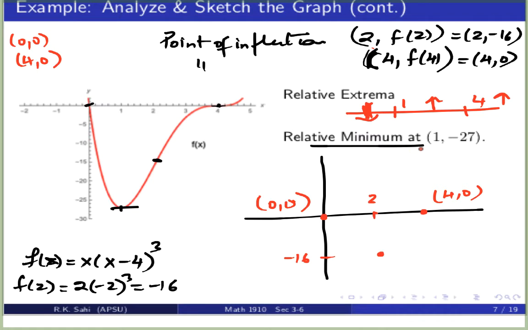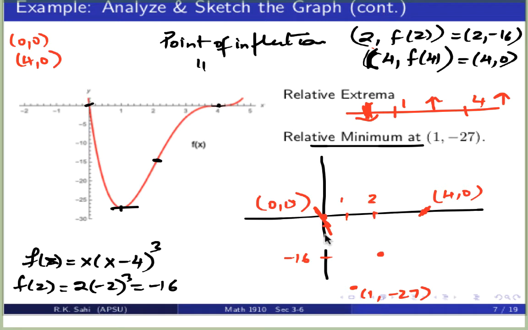And the minimum is at 1 and negative 27, so eyeball 1. So this is 1 and negative 27, and it's definitely going to go through 0 and 0 and 4 and 0. Okay. Now it's going to definitely pass through 1. So just smoothly draw a curve. So you can already see it's not a smooth one.